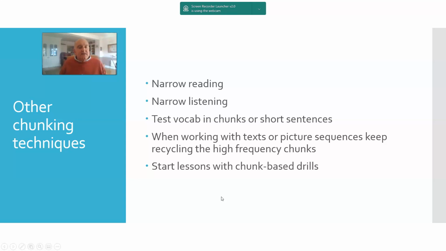Other chunking techniques that you can use are narrow reading and narrow listening. If you're going to test vocabulary, rather than do it by single words, why not do it in chunks or short sentences? That has more communicative value for students.